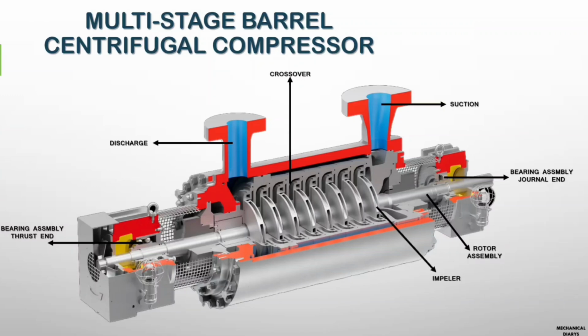We'll start with the internal parts. First, the suction and discharge nozzles, then the crossover. Two types of bearing are used: one is the thrust bearing assembly, and the other is the journal bearing assembly. Then the rotor assembly. The rotor assembly has some internal parts: impeller, labyrinth seal, and diffuser. Then a mechanical seal is used to avoid leakage from the rotor assembly.